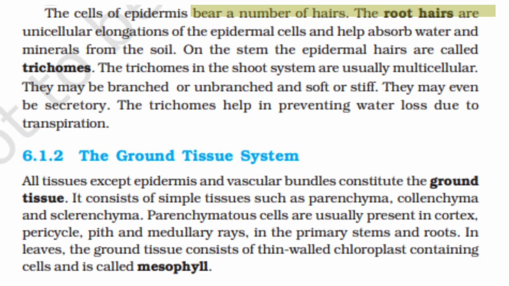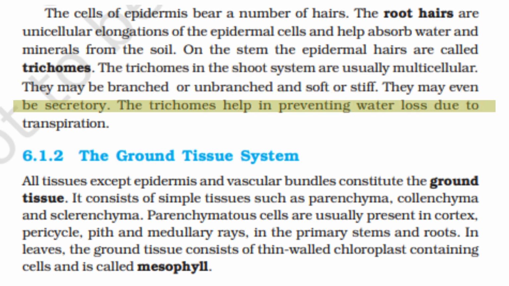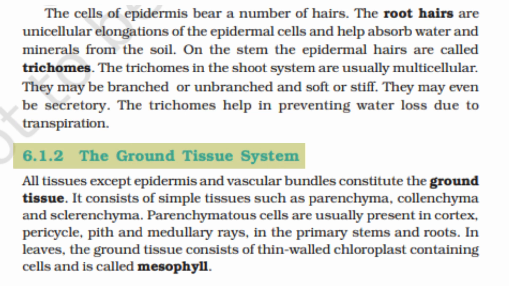The root hairs are a unicellular elongation of the epidermal cells and help absorb water and minerals from the soil. On the stem, the epidermal hairs are called trichomes. The trichomes in the shoot system are usually multicellular. They may be branched or unbranched and soft or stiff. They may even be secretory. The trichomes help in preventing water loss due to transpiration.